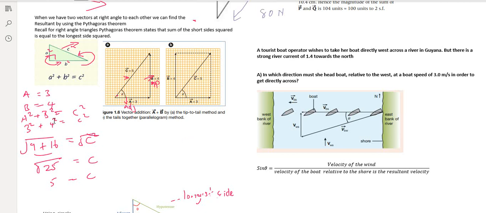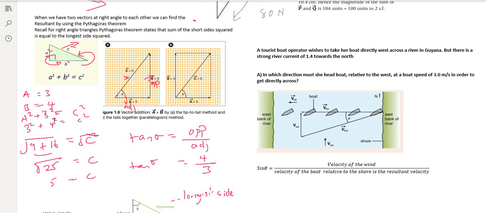So because of that reason, we're going to just simply use the tan ratio. So we'd say tan theta is equal to opposite over the adjacent. Opposite in this case is 4, adjacent is 3.